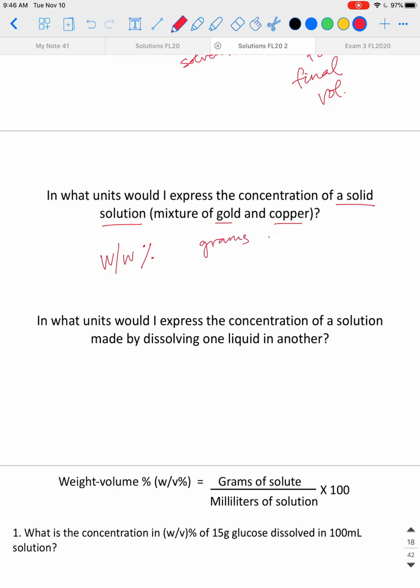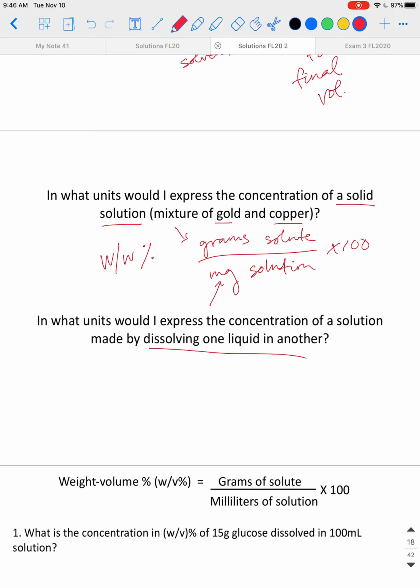And you would then convey units as grams of your solute per milligrams of solution times 100, okay? The point being here that both of these units are units of mass, not mass and volume.